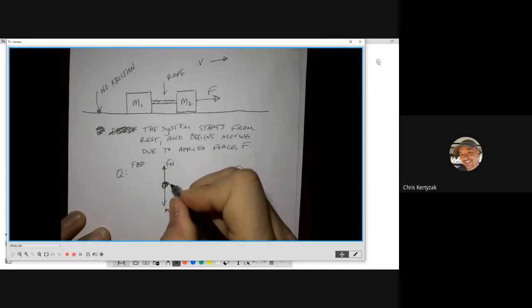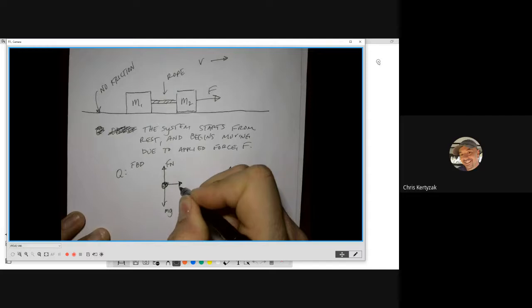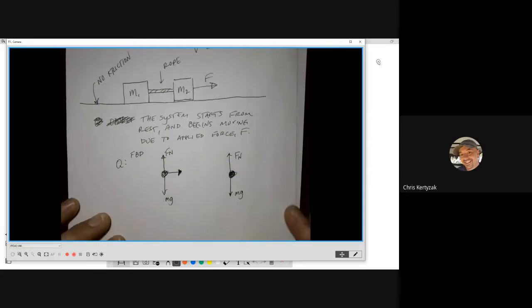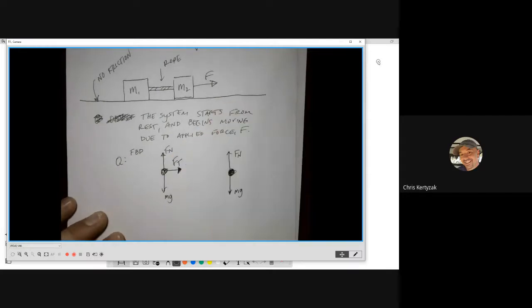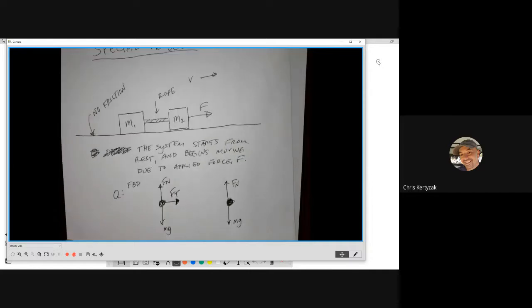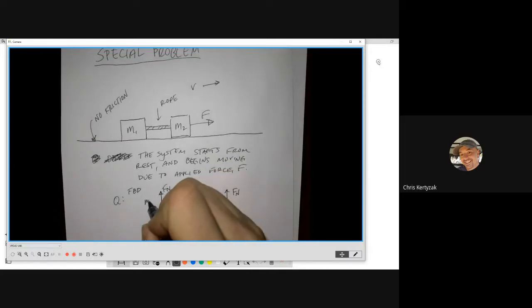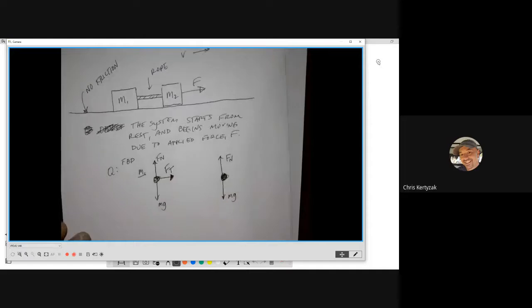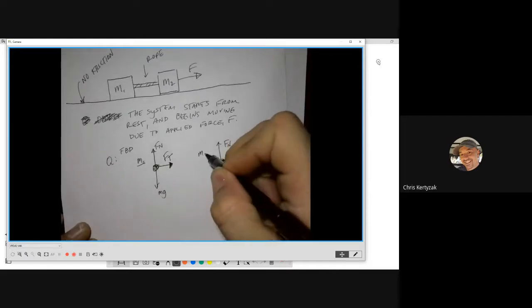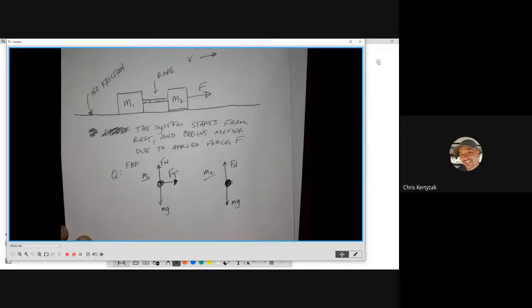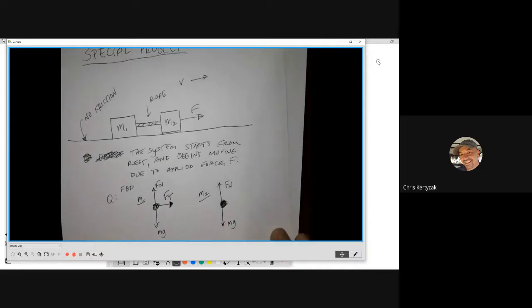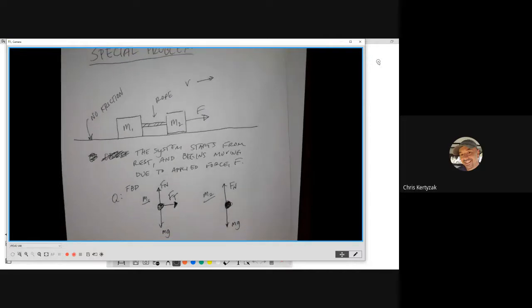There's just one rightward force to be shown here, which would be represented as the tension force. This is for M1, by the way. This one would be for M2 over here. So whenever you're referencing the rope force, you just write FT for tension because it's got a certain tension in it and that has a certain direction.